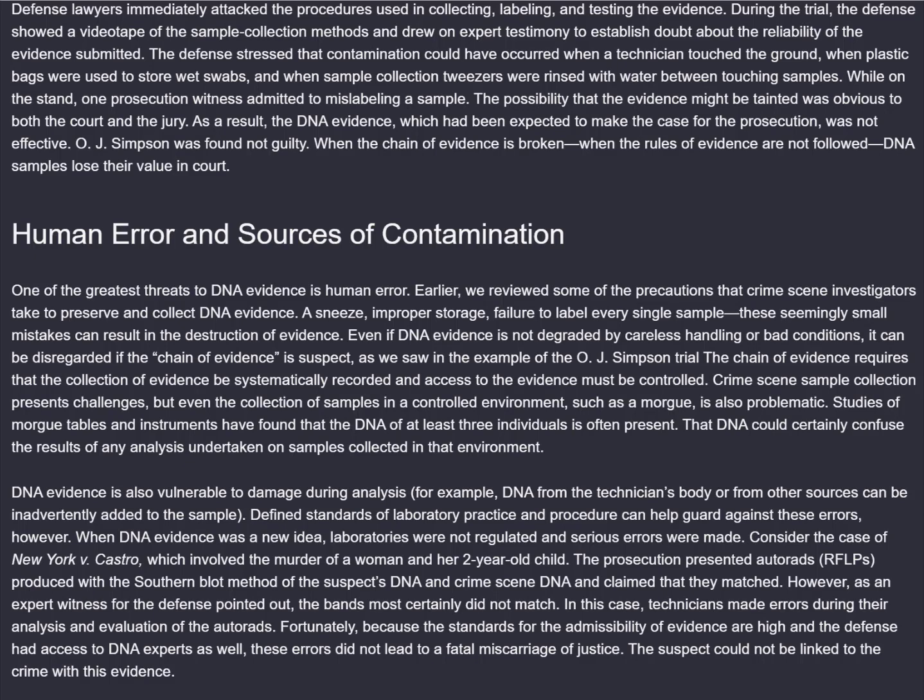As a result, the DNA evidence, which had been expected to make the case for the prosecution, was not effective. O.J. Simpson was found not guilty. When the chain of evidence is broken, when the rules of evidence are not followed, DNA samples lose their value in court.